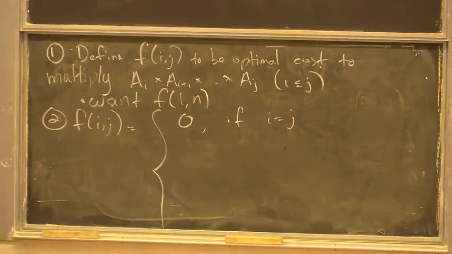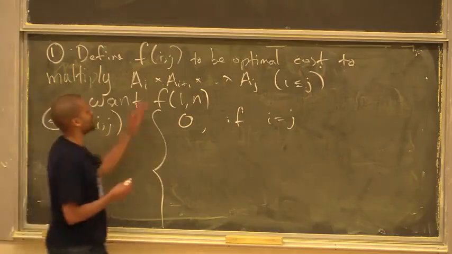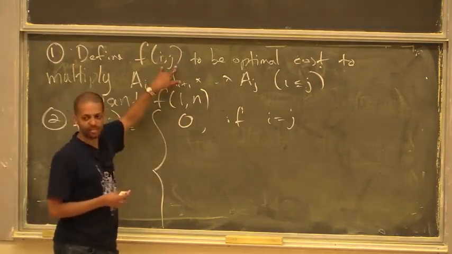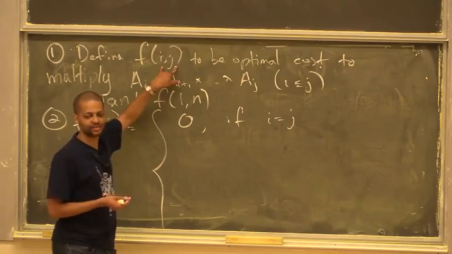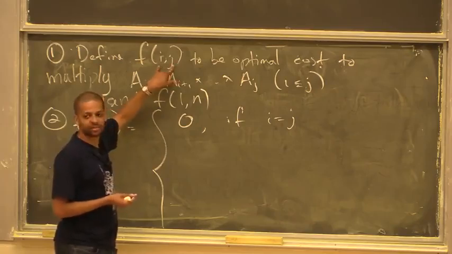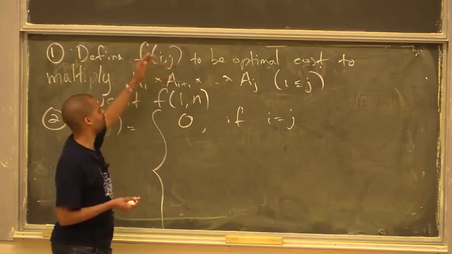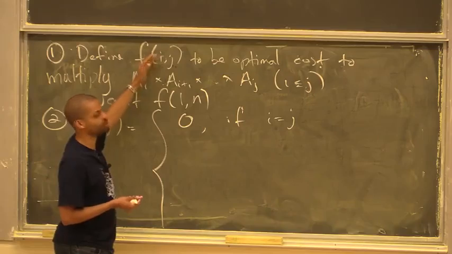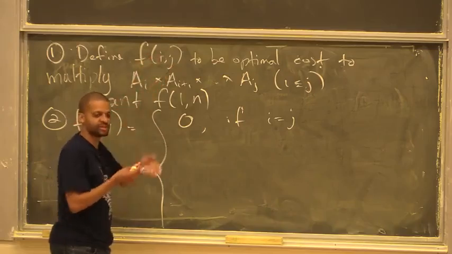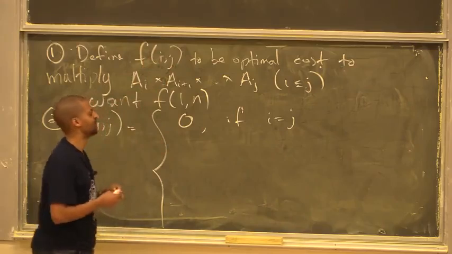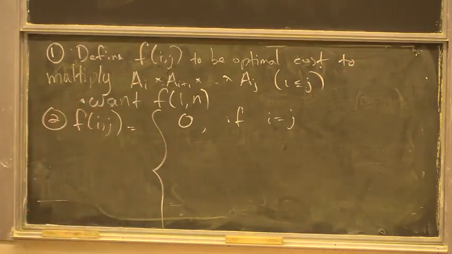Now, what's the recursive step? Well, how many matrices are in the range from I to j? J minus I plus 1 matrices, right? How many multiplies are in that range? J minus I, right? If you're saying multiply for me all the matrices between matrix 1 and 2, there's only one multiply between 1 and 2, right? So it's J minus I.